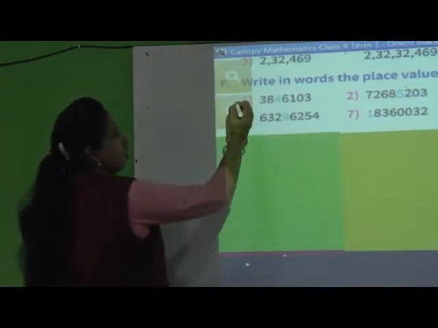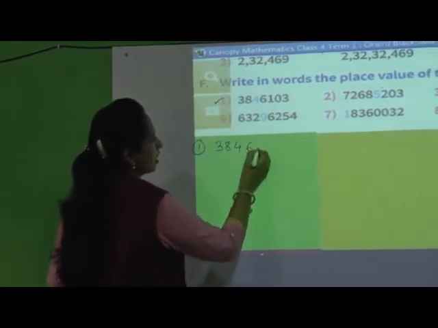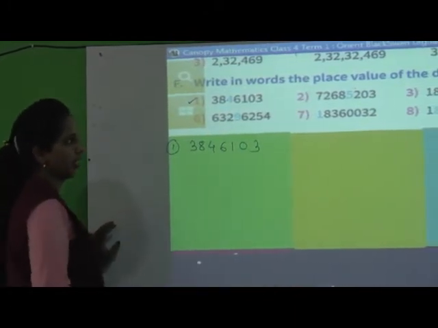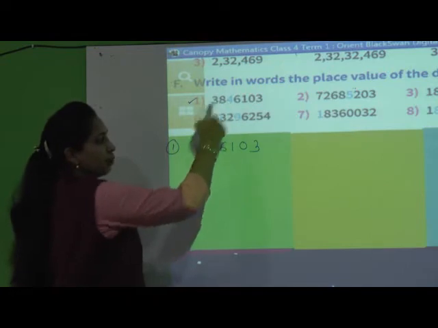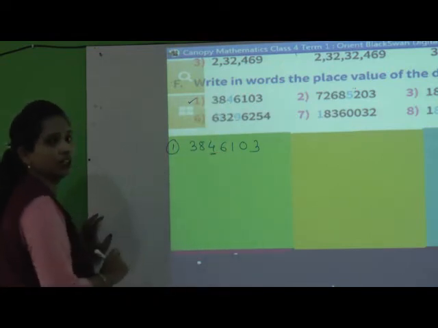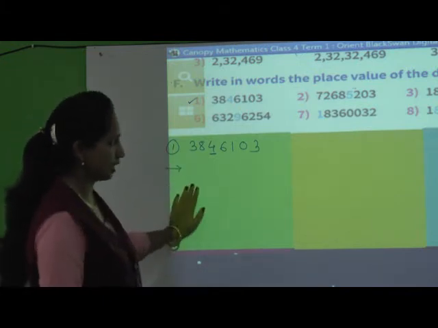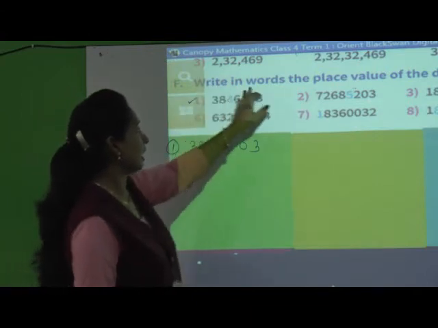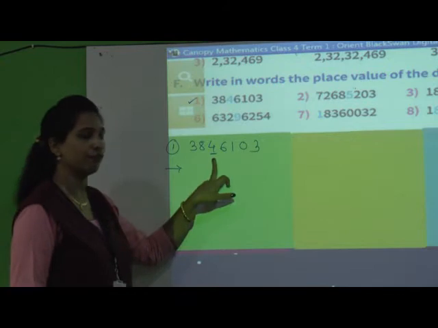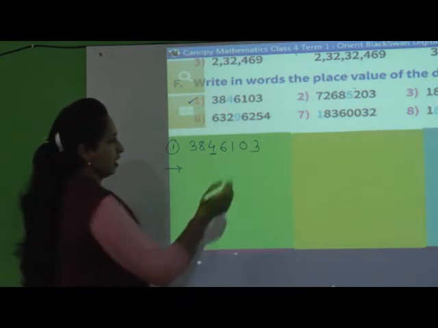Now let us solve our first question. What is the first question? 3846,103. Here in the question they are given in blue color, but in the notebook you have to underline that number. Okay. First, when we want to write the place value of the given digit, what is that digit? 4. First, what you have to do? You have to place the numbers in the place value chart.